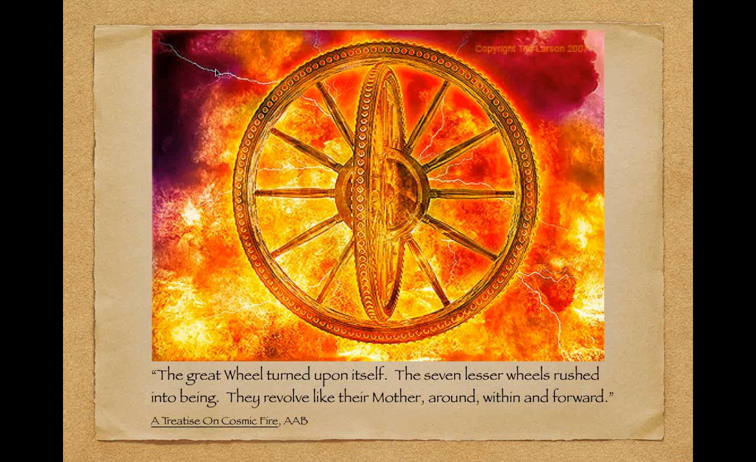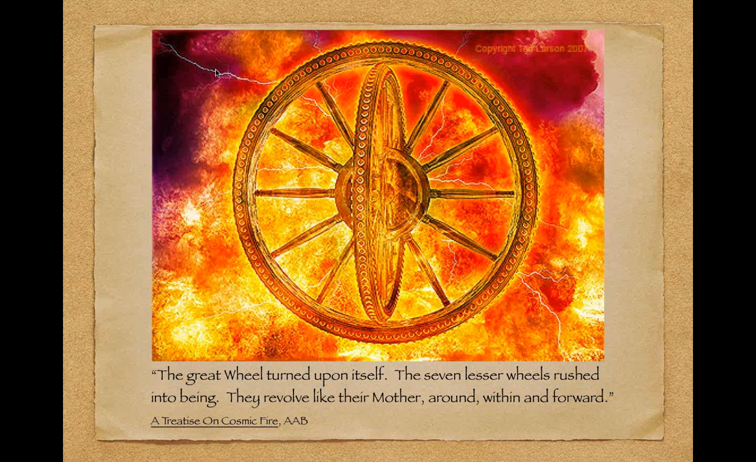We have a much more detailed account of this phenomenon in the Stanzas of Dzyan, the ones that appear in A Treatise on Cosmic Fire. In Stanza 3, we're told, "The great wheel turned upon itself. The seven lesser wheels rushed into being. They revolve like their mother, around, within, and forward."